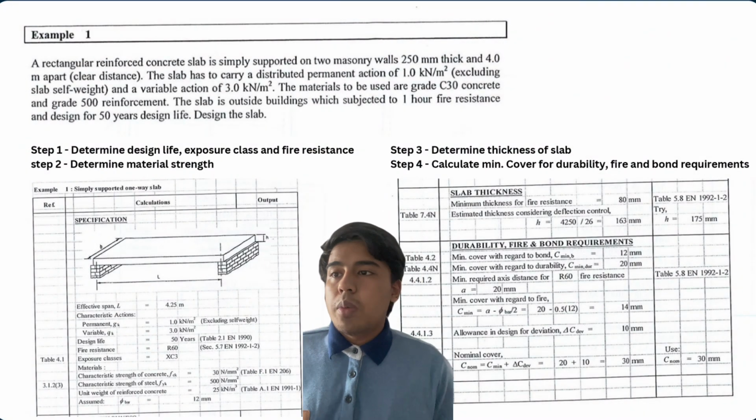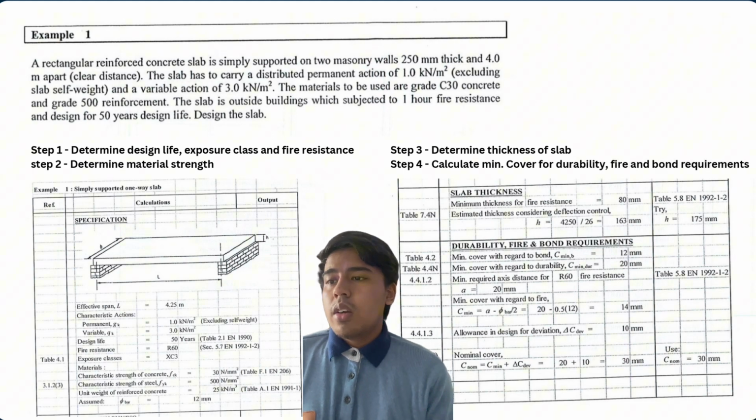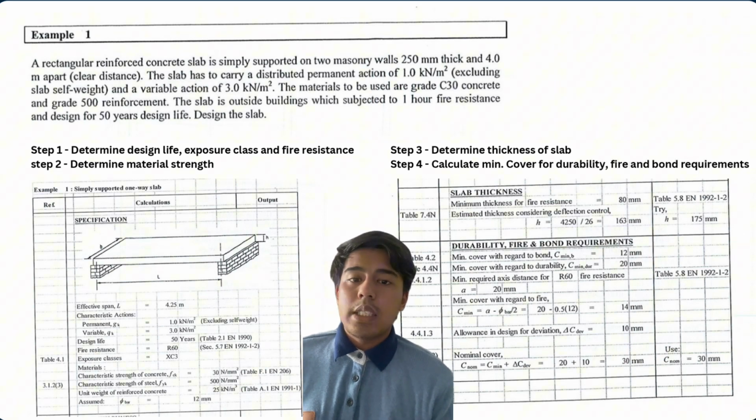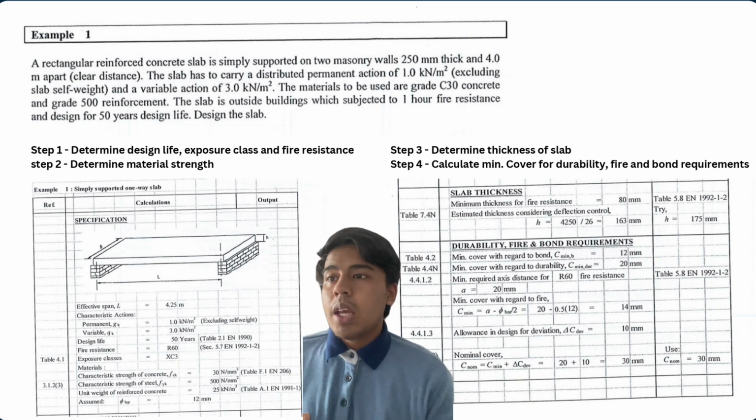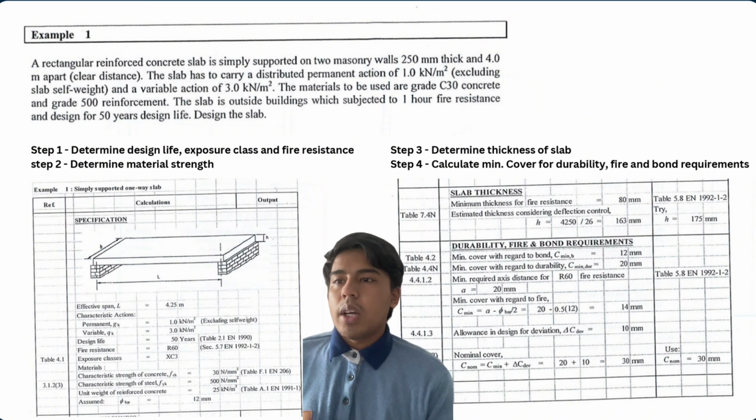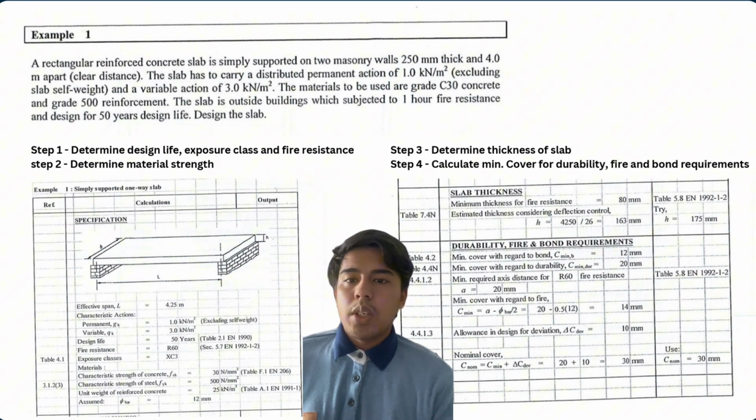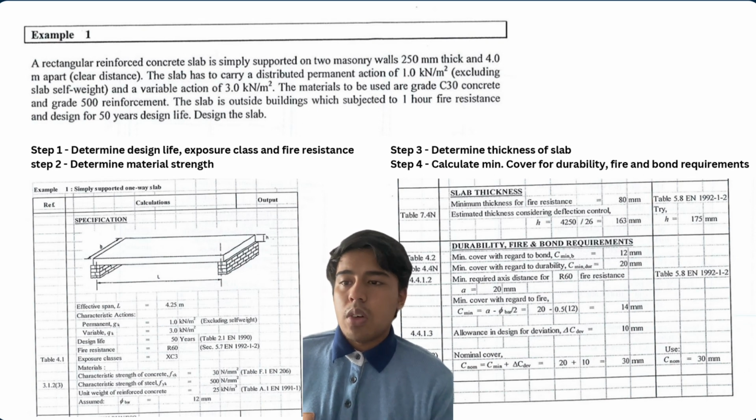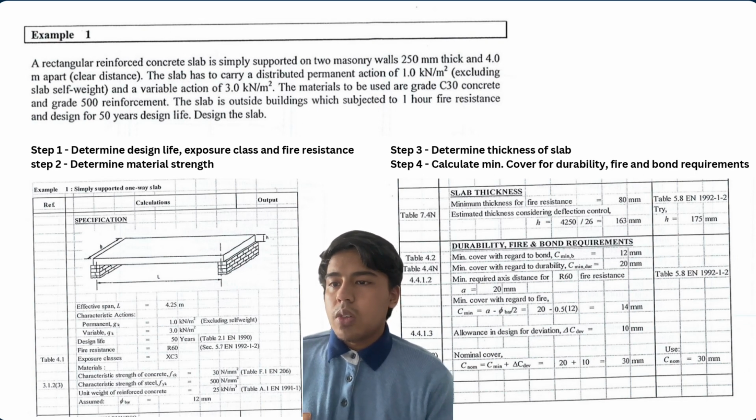Now we move on to how to solve the question of a simply supported one-way slab, and the question is like this, as we can see. For the steps to solve it, step 1 is determine the design life, exposure class, and fire resistance. Step 2 is determine material strength. Step 1 and step 2 we combine in one-way calculation. First we do the specification. Effective span L is 4.25 meter, permanent load Gk 1.0 kilonewton, variable load Qk 3 kilonewton per meter square.